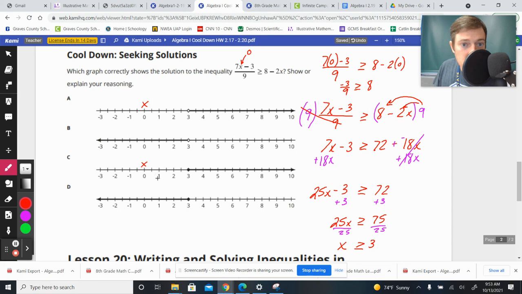0 doesn't work, right? And the reason why I'm going to choose C is because it's an or equal to, which means that the dot is filled in. So my choice for this one is C. X needs to be bigger than or equal to 3 to make this work. You could also try numbers that are bigger than 3, like 10. If you plugged in 10, you'd have 70 minus 3 over 9 is bigger than 8 minus 2 times 10, which is 20. Well, 8 minus 20 is negative, and this is going to be a positive something. So that would be true. So 10 works, which is in our solution set over here. So there's a lot of different ways that you can prove that C is the right choice. But I wanted you guys to practice the solving process, too, to find that X is 3.